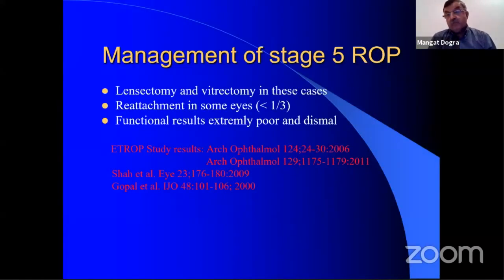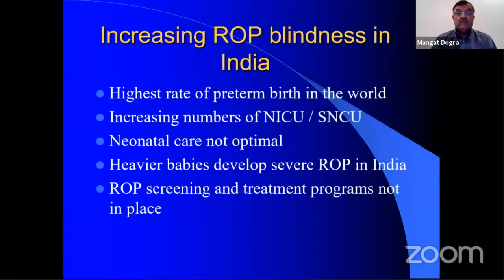Stage 5 is a problem. You don't let them go there. If they go there, lensectomy, vitrectomy is required. Less than only 1/3 would reattach, and hardly very, very few, if at all, they get some vision. The visual outcome is dismal. So that's a problem. You don't want them to go to that stage 5.